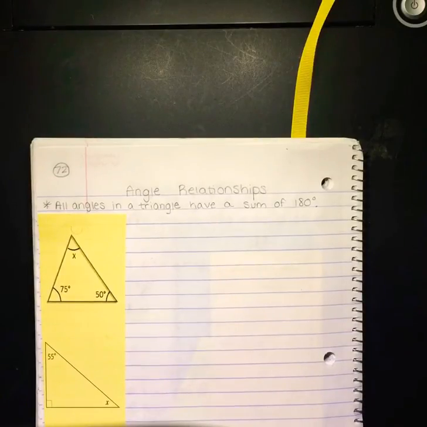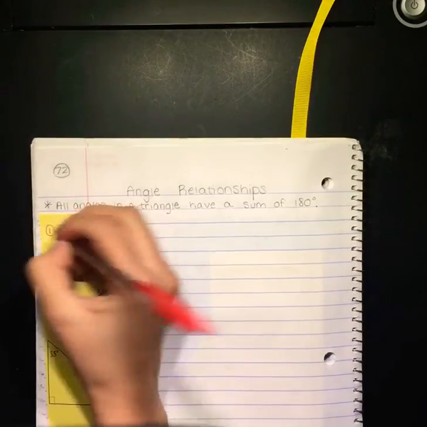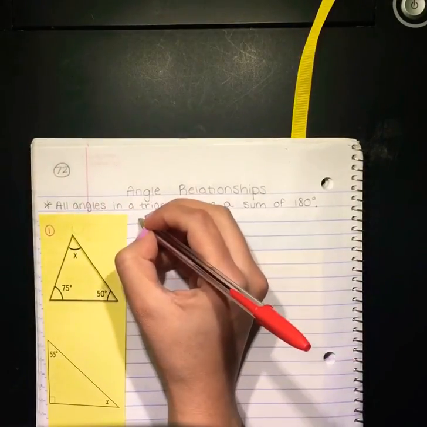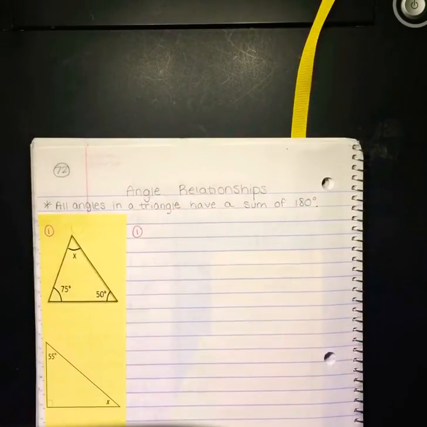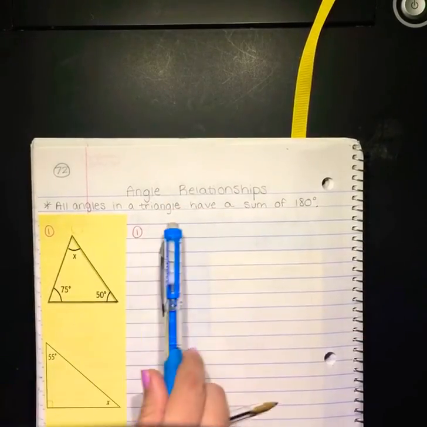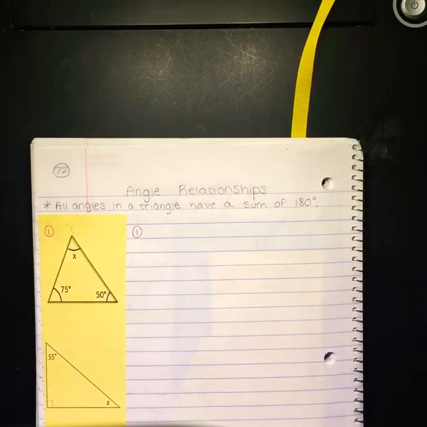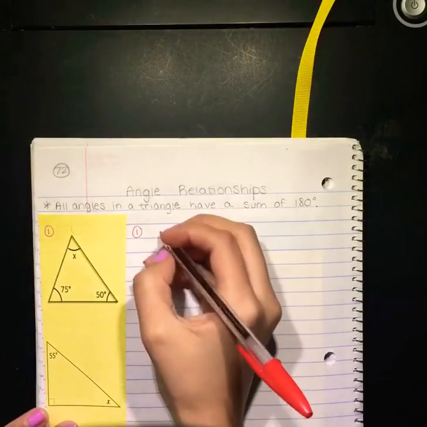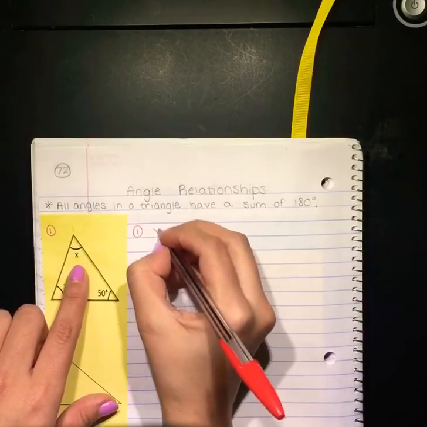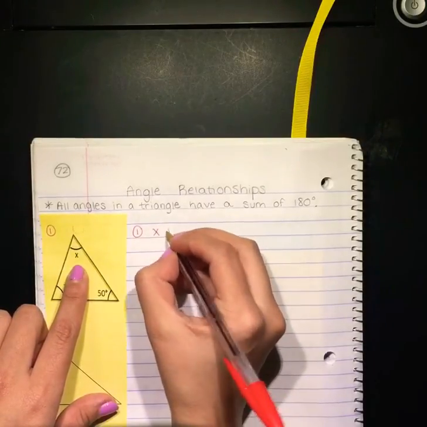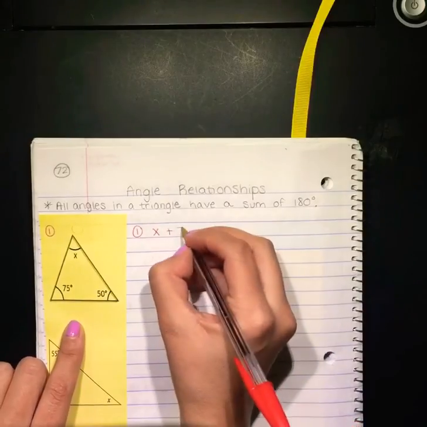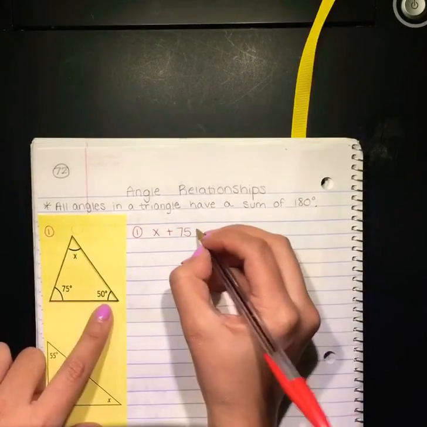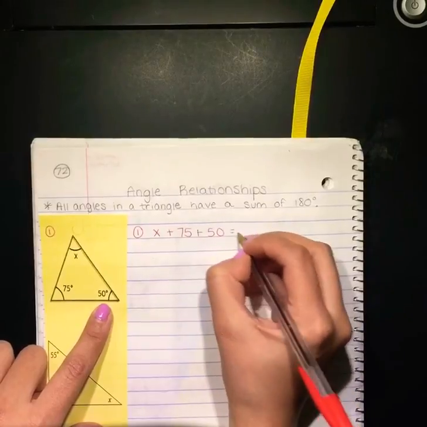Okay, go ahead and grab your grading pen. This is number 1. Okay, and we just said that all angles in a triangle have a sum of 180 degrees. So, who thinks they can help me out with writing out the equation for this one? Shanice, go for it. Equals 180. Beautiful.